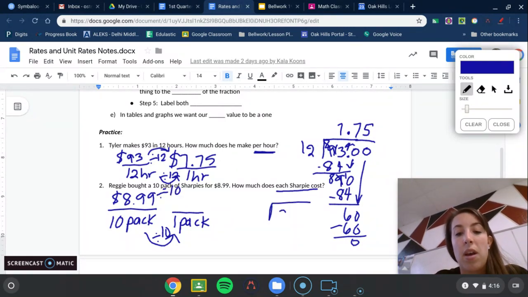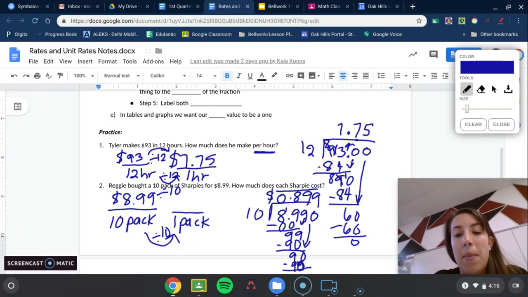So $8.99 divided by 10. It cannot go into 8, so I put a 0 and bring up my decimal, but it can go into 89 8 times, which is 80. Minus that is 9. Bring down my 9. It can go into this 9 times, which is 90. Minus that is 9. I can add another 0 here and bring it down. It goes into it 9 times again to give you exactly 90.